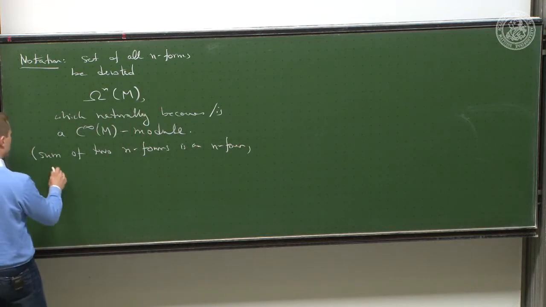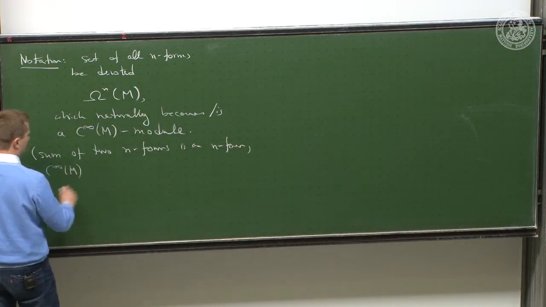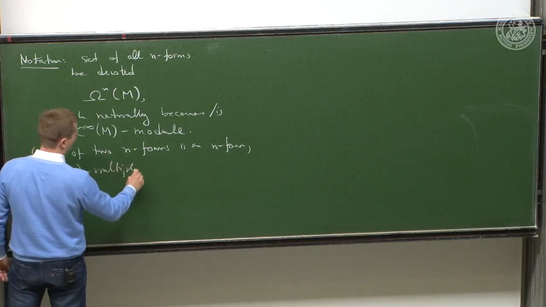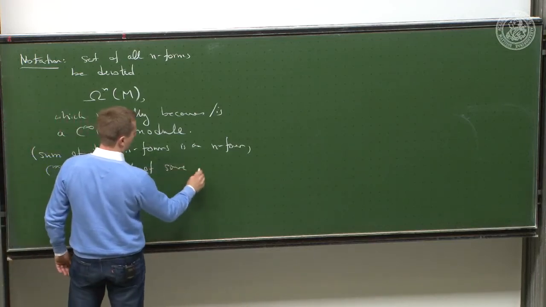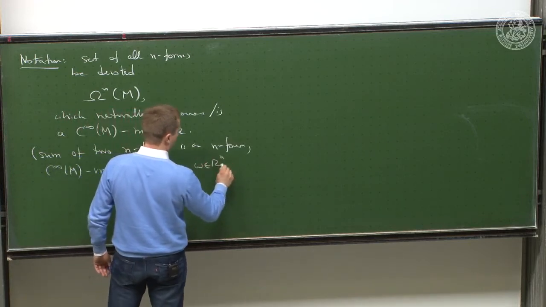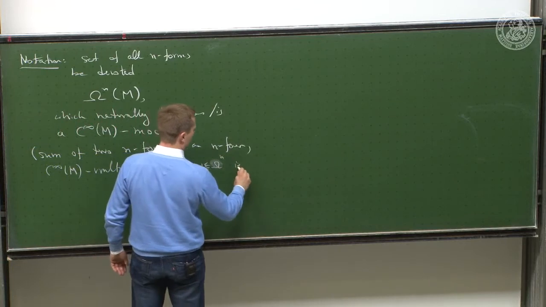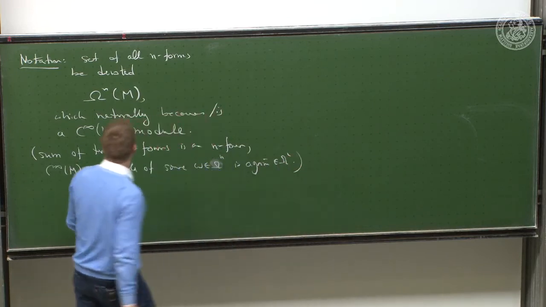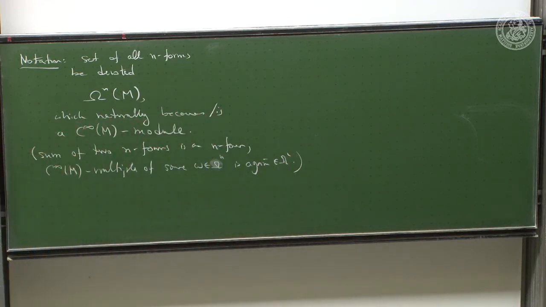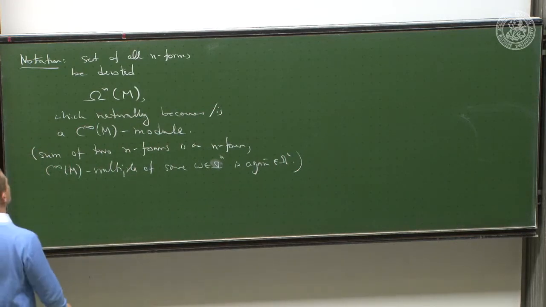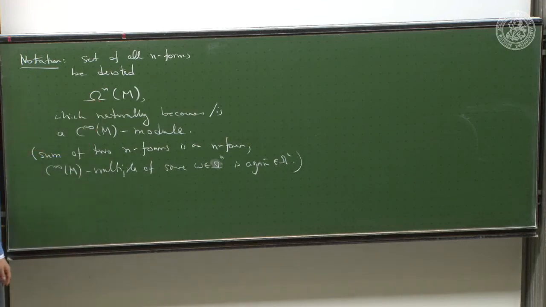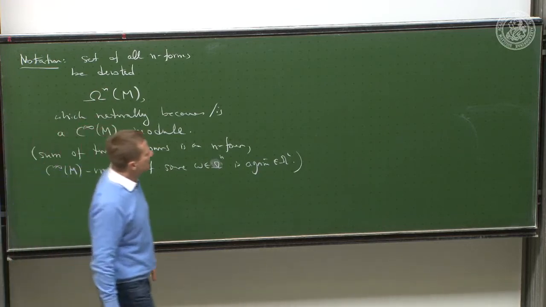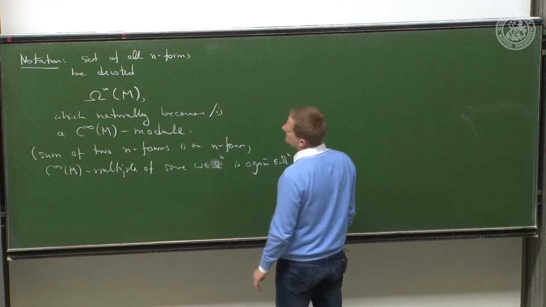and the C-infinity(M) multiple of some omega in Omega^n is again in Omega^n. That's all quite obvious. And so this is a C-infinity(M) submodule. So that means this is closed under the inherited addition of tensors and the inherited C-infinity(M) scalar multiplication. But it is not closed under the tensor product.